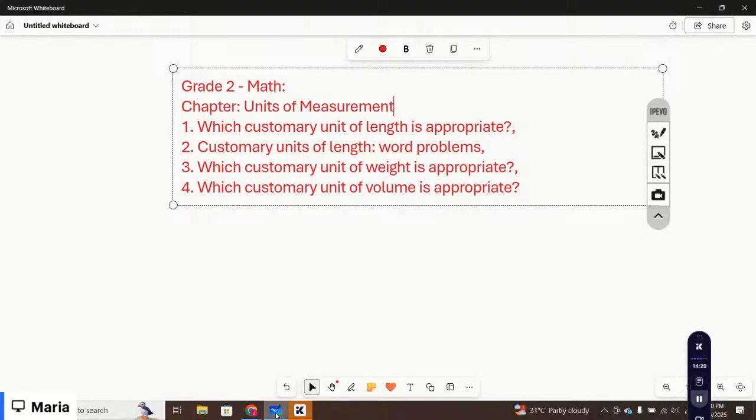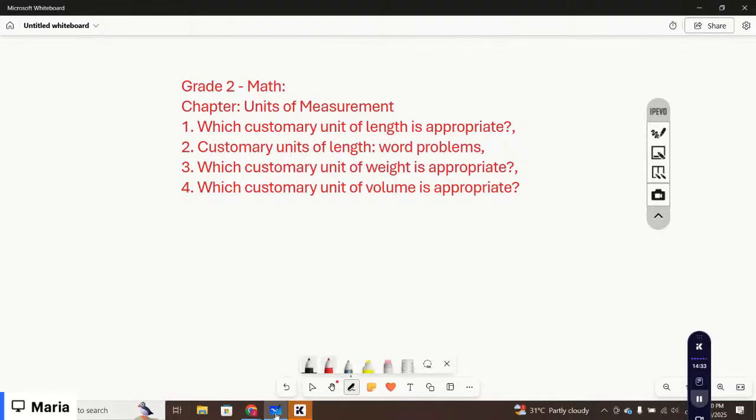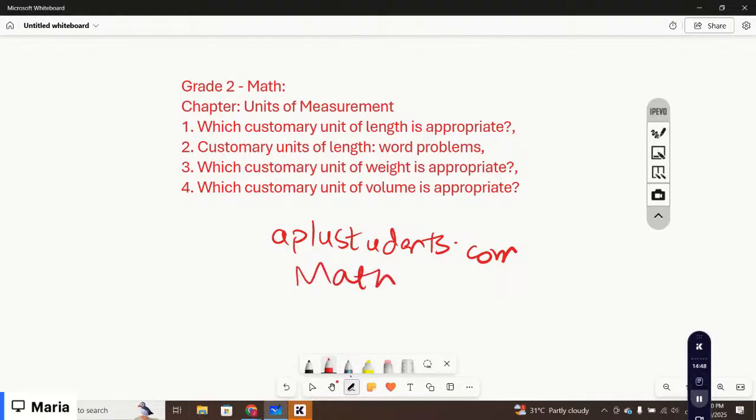You can find all the lessons on aplusstudents.com. You have to log in there using your email address and the password provided by the administrator. Then you have to select Math from the subject tab, scroll down to Grade 2 Math, and then click on View All Lessons.